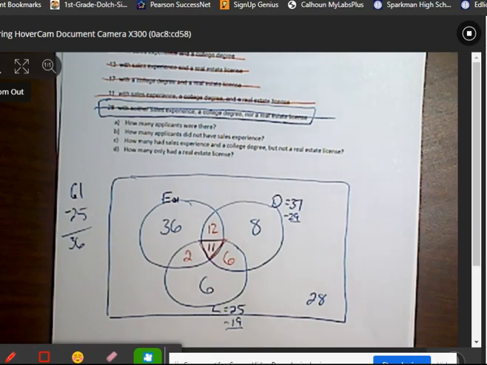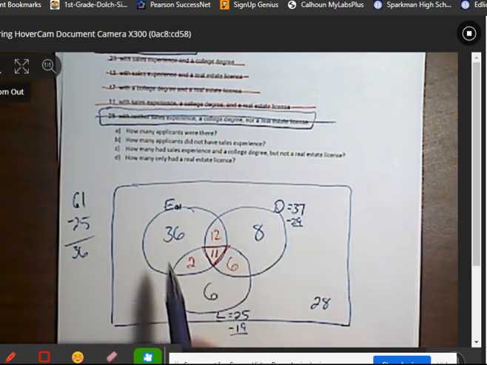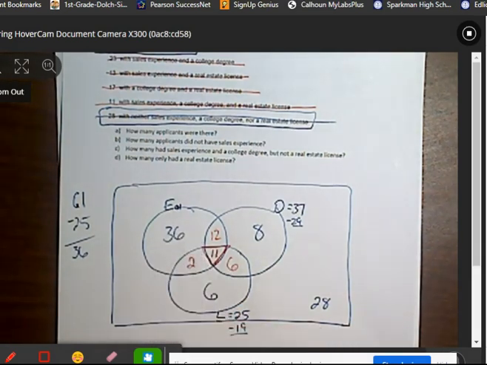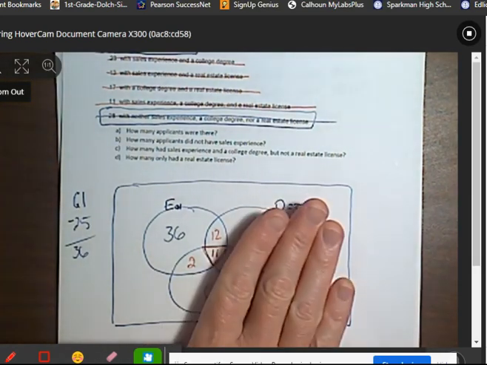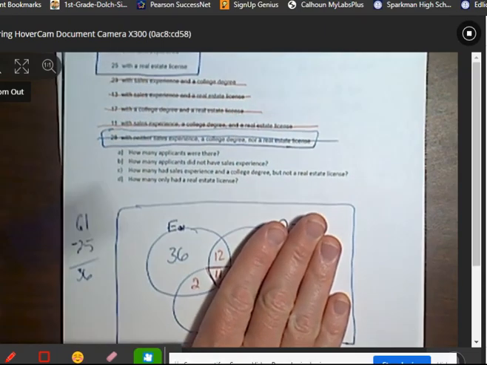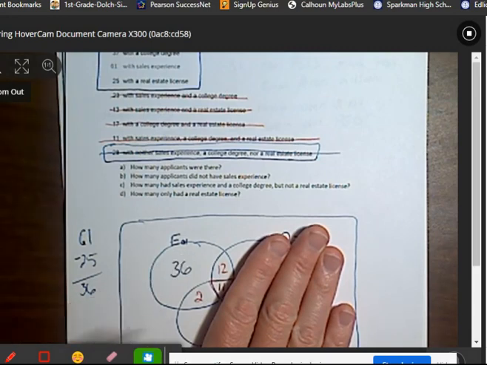Okay, so the very first question says, how many applicants were there? And this is one where, now that you've got all these different little groups, you basically just go back through and add up all the different little groups that are here. There's a couple of different ways you can do it. Some people would see that, okay, if we know that the experience group was 61 in that circle, we know if we add these numbers together, that's going to come up to be 61.